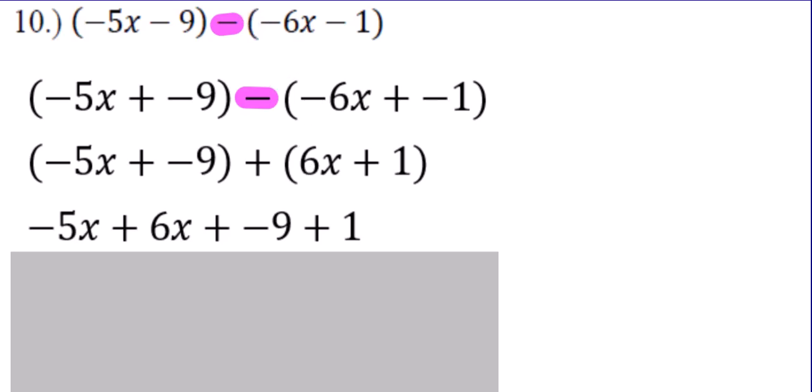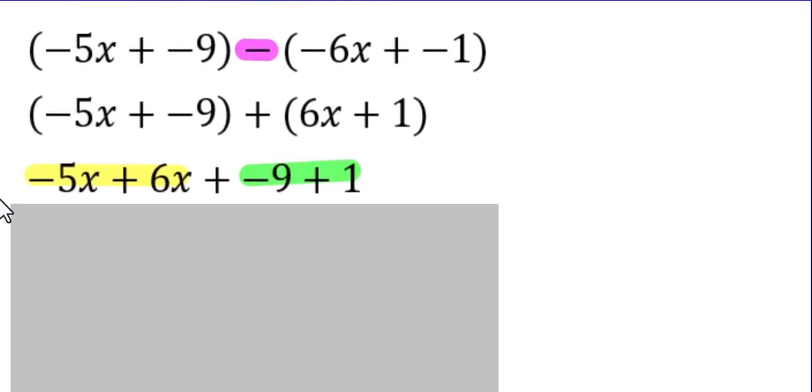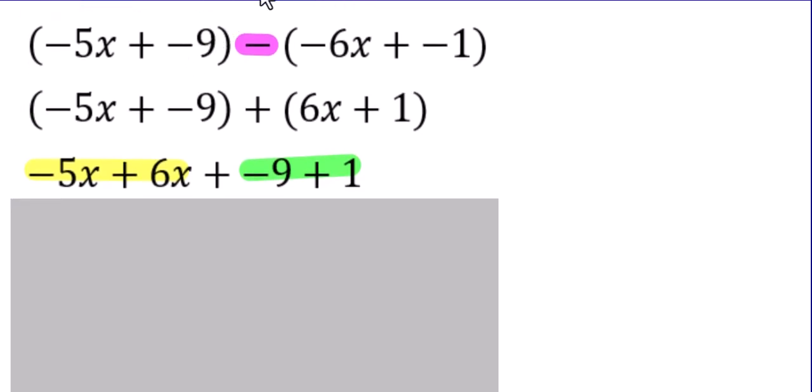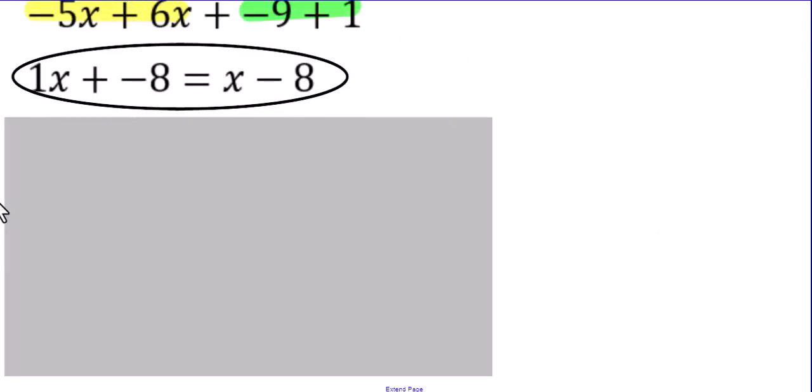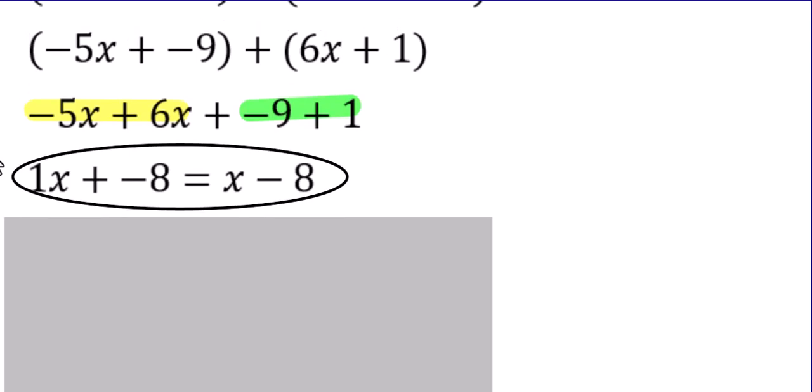So we have a negative 5x plus 6x. Those are like terms. We have a negative 9 plus 1. Negative 5x plus 6x is going to get us 1x. Negative 9 plus 1 is negative 8. So we can write this as 1x plus negative 8. You can also drop off the 1 in front of the x and rewrite this as either x plus negative 8 or x minus 8. That will also work for us.